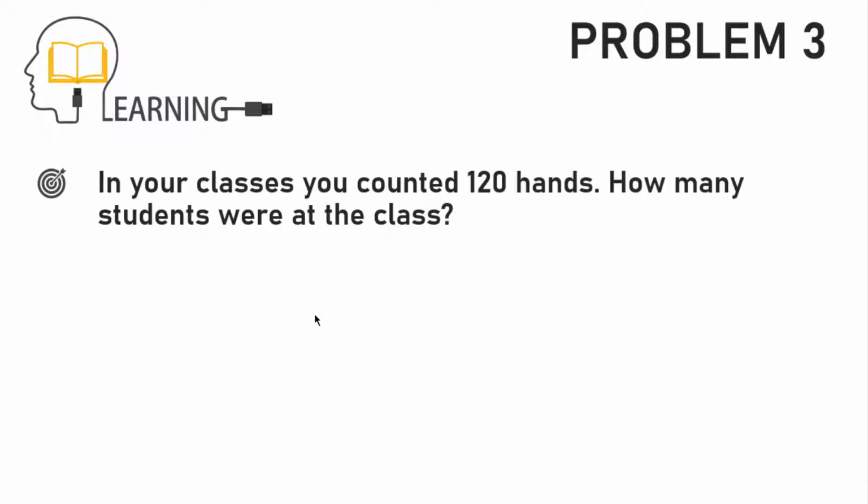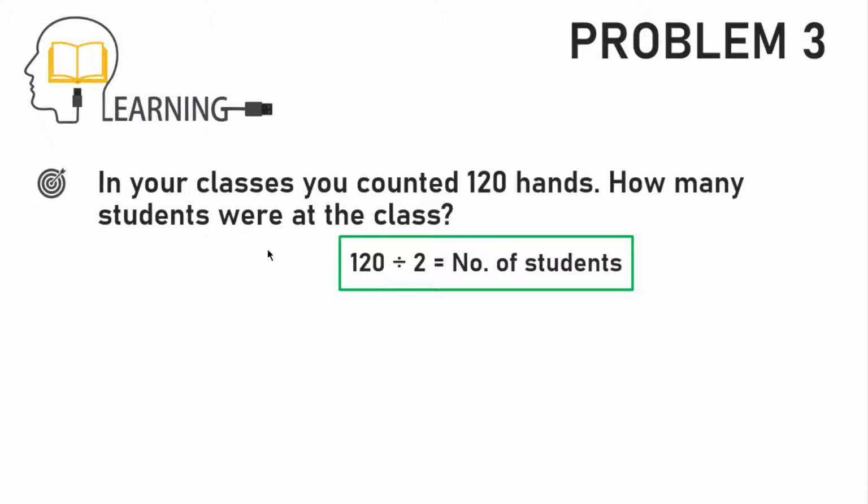Before we move on, we need to understand how to solve, because I've been given only one number here. So what is my other number which I can use for my division to find the number of students? Let's use some logic. Each person or each student has only 2 hands. So if we divide the total number of hands by 2, we get the number of people. So we get the following equation: 120 divided by 2 gives me the number of students.